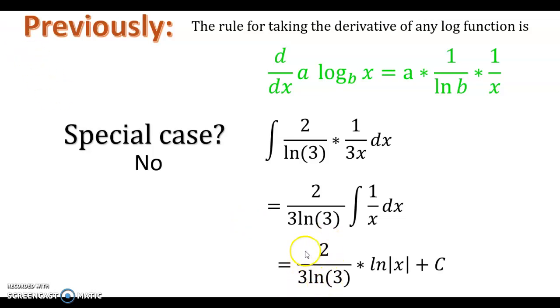Haha, you didn't see it. 2 divided by 3 times the natural log of 3 times the natural log of absolute value of x plus c. Okay, basic rules for taking the indefinite integral with natural logs.